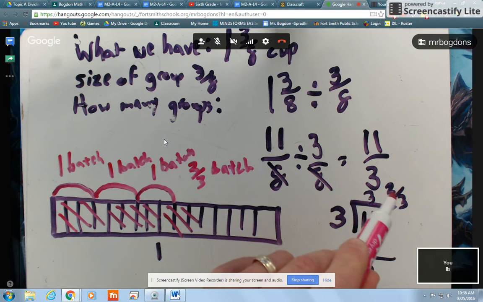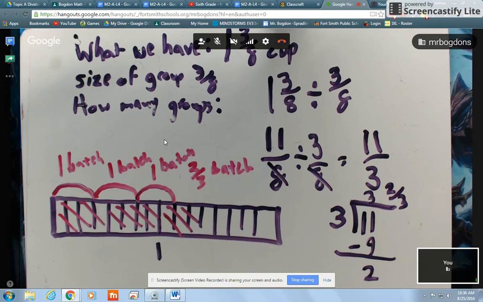What was my quotient over here? 3 and 2/3. So now I've proven it using models. I've proven it using math. If the two meet up together, what's the chances I got the right answer? Are they pretty good? Yes.